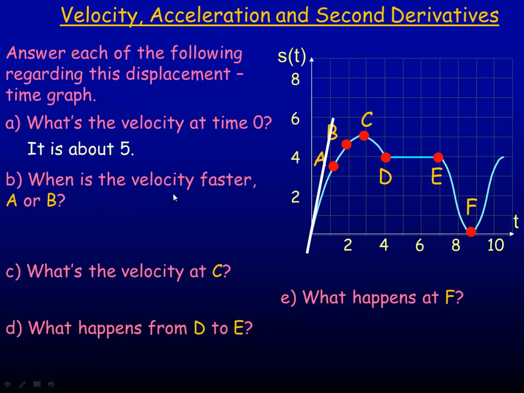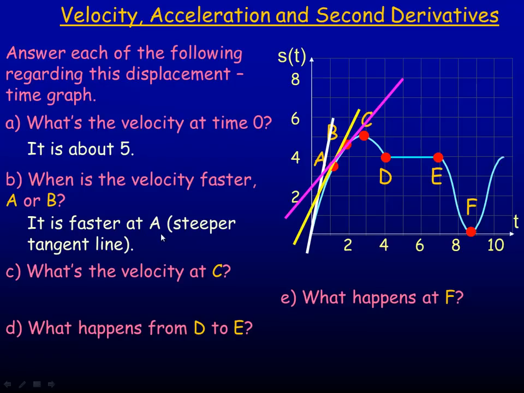Now in B it says, when is the velocity faster, at A or B? So we would estimate or draw in the tangent lines at A and B. So there's one at A, and there's another one at B. And notice the one that went through A is steeper. So that means that at A, the velocity is faster because there's a steeper tangent line.